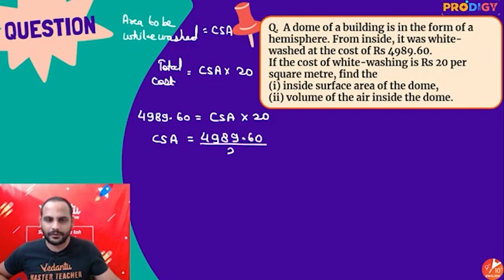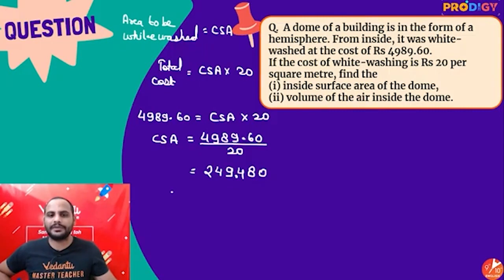4989.60 divided by 20. So this is going to be equal to what? 2 2s are 4, 2 4s are 8, 2 9s are 18. Then again we can say 2 4s are 8, 2 8s are 16, and 0 over here. Since it is 20, after 2 places and 1 more place. So this is going to be our CSA. CSA is 249.48 centimeters square.